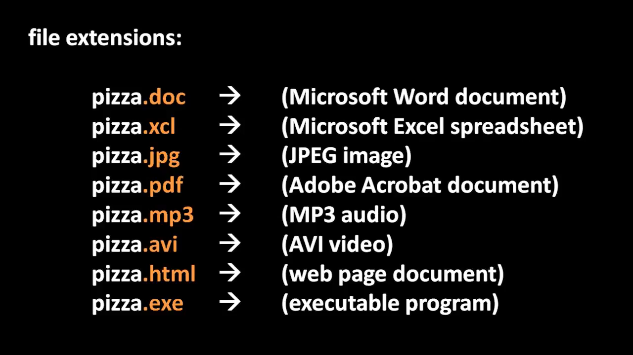So, for example, some common extensions include .doc, which is the extension used by Microsoft Word documents, .xcl, which is used by Microsoft Excel spreadsheets, .jpeg, which is a kind of image format, PDF, which is another kind of document read by this program called Adobe Acrobat, MP3 is a popular audio format, AVI is another common video format, .html is the format for web pages, and .exe is short for executable. It's an executable program. It's a piece of code that can actually run. These are just a sample of the most common extensions. You'll commonly encounter a couple dozen more.